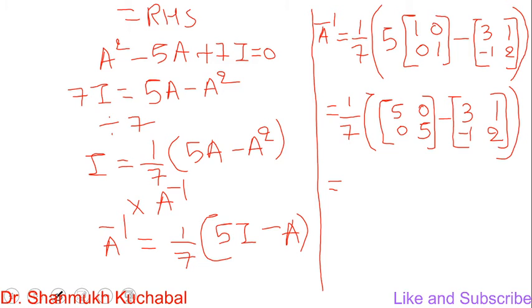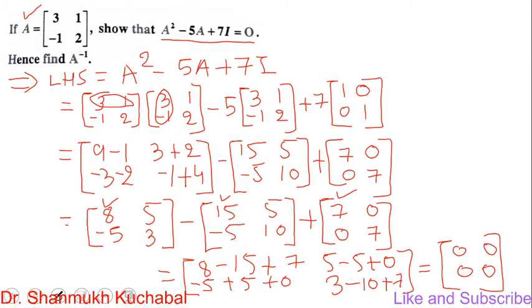So on simplification, we get this as 1 upon 7, it is 2 minus 1 1 3. This is the value of A inverse. So simplification is very simple. We have to take the LHS part of the given expression, and we should get the RHS. We got it. So this is the first part.